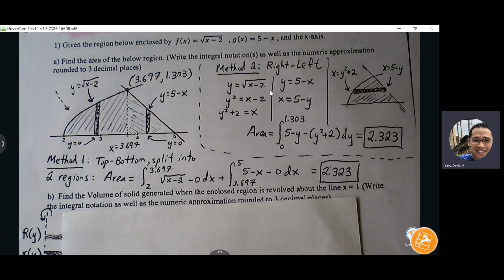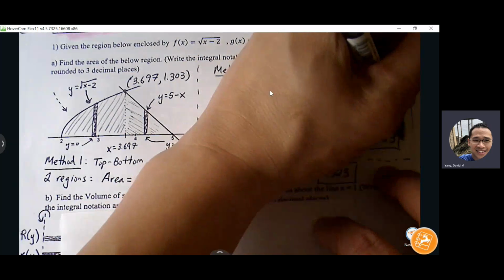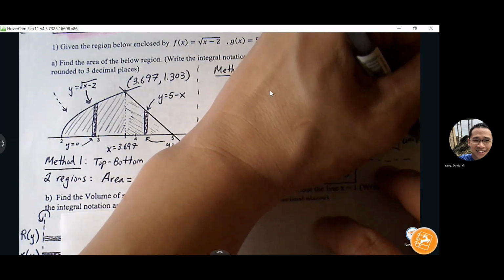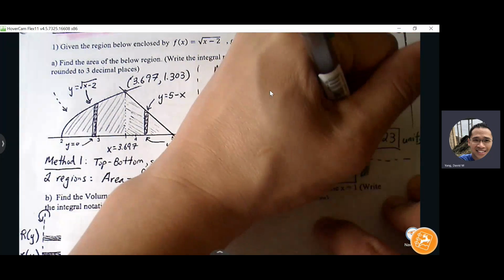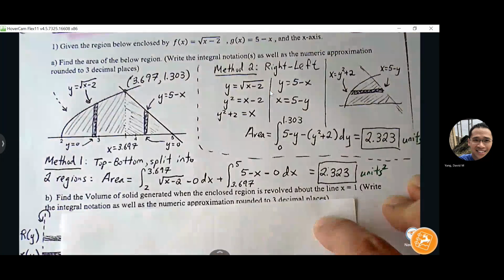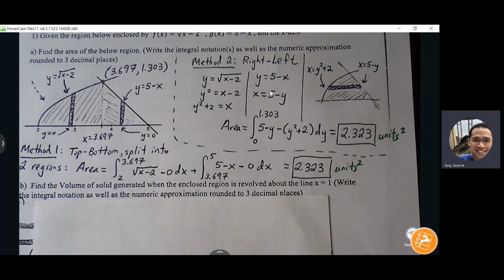Yeah, I did not specify, but this should be units squared. Yeah, this area. On the test, if I don't specify, then I think you get to include units, and I won't take off any points. But if I specify units, then, thanks for pointing that out.